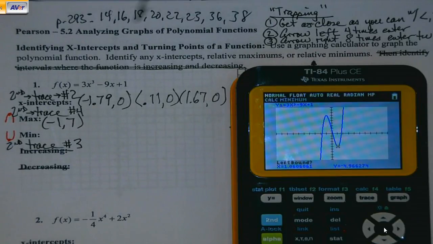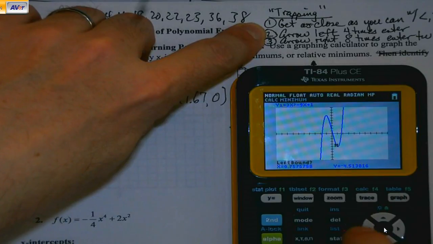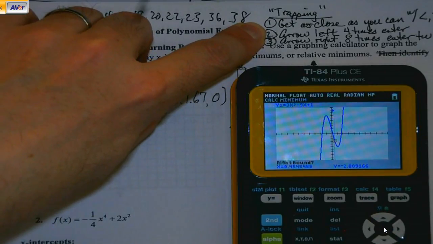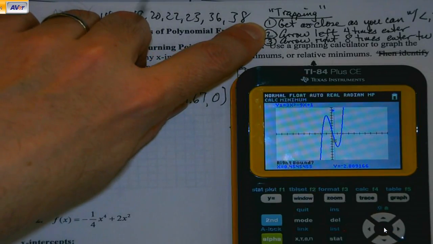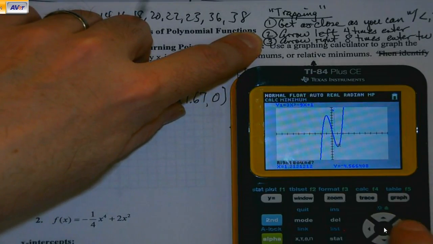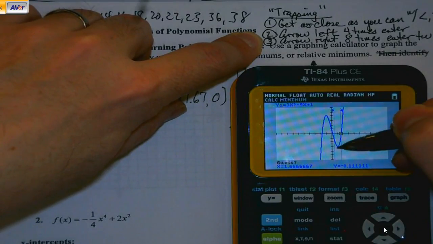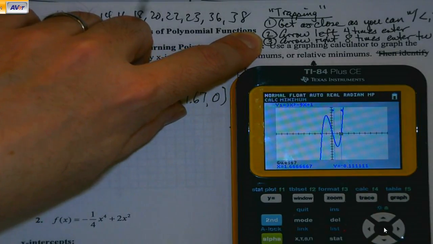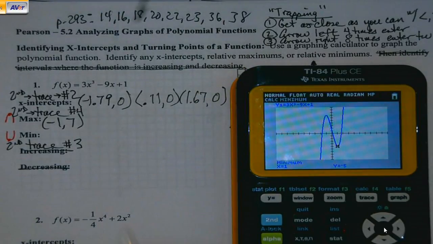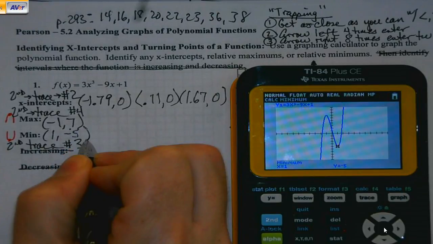So once I'm down there, you know it. One, two, three, four. Enter. There's my first boundary. One, two, three, four. Back where I started. Five, six, seven, eight. My boundaries are now trapping my minimum. And I hit enter. 1, -5.